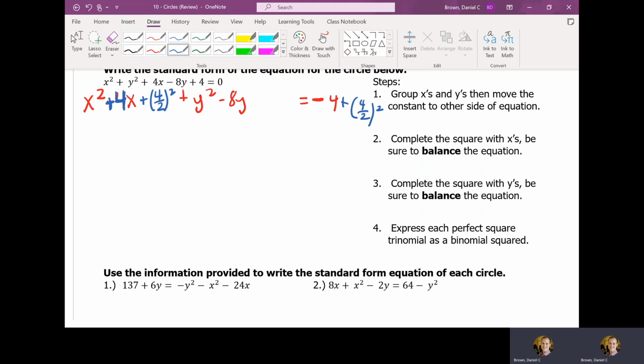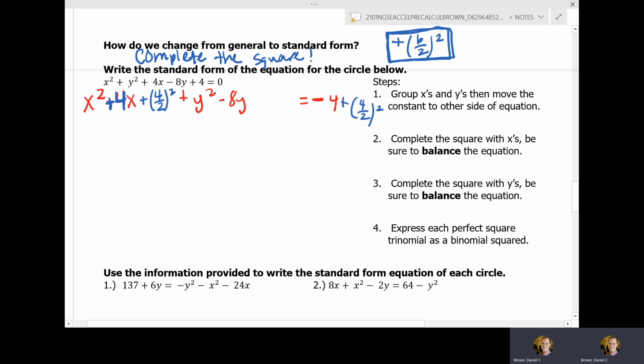And then I want to add the b value to the y on the other side. So I have minus 8y. So plus negative 8 over 2 squared, making sure I balance it, negative 8 over 2 squared.